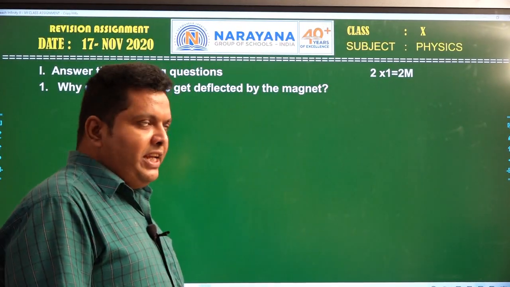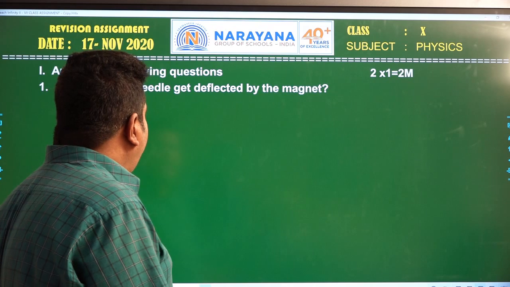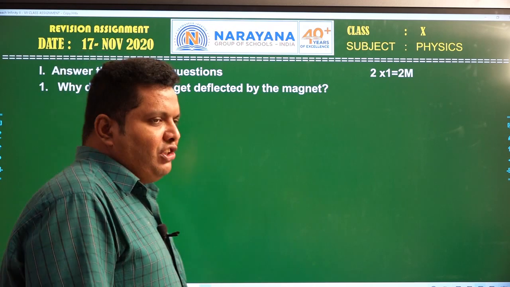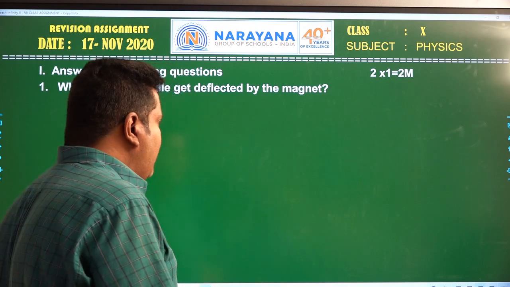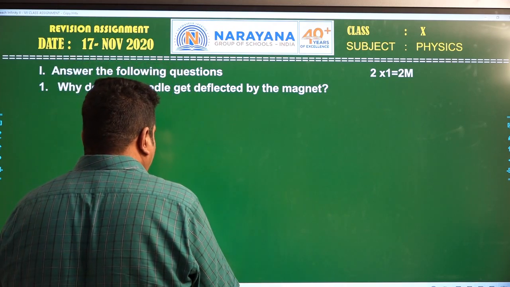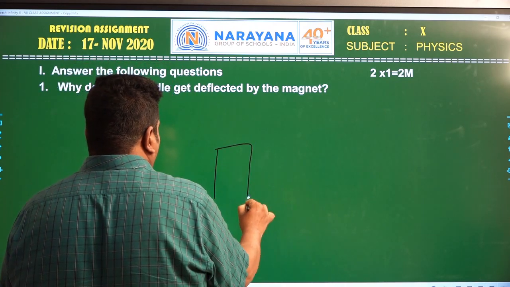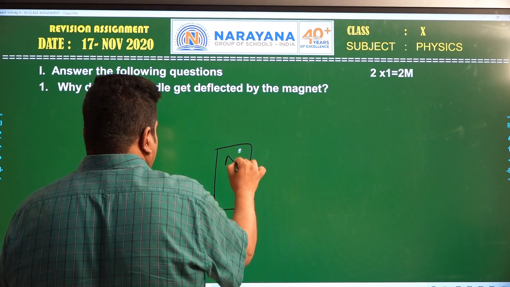The first question is, why does the needle get deflected by the bar magnet? See, let us take a bar magnet. It consists of two poles. One is the north pole, and the other is called the south pole.